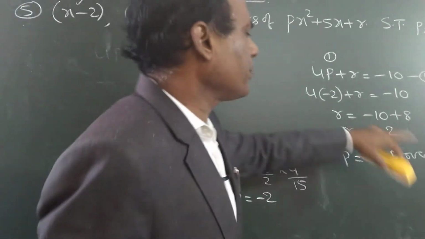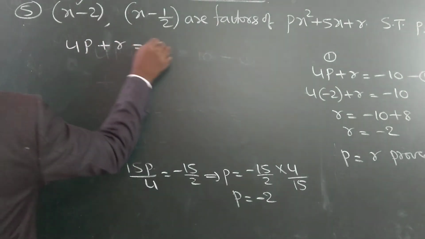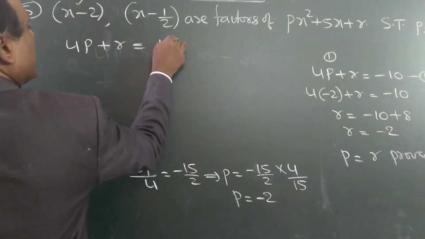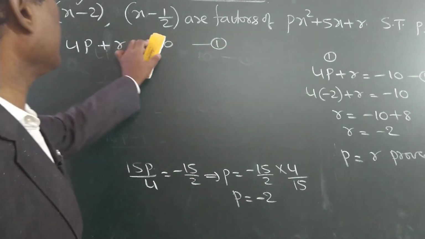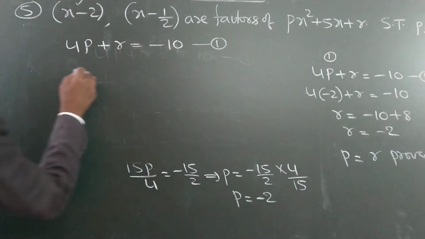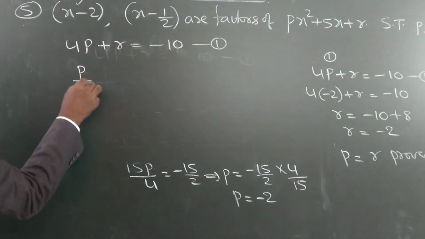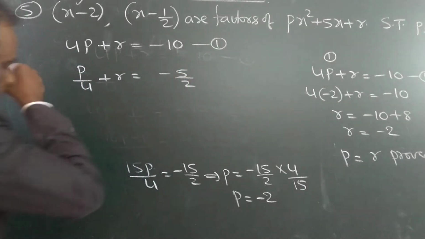So without finding P and R also I will explain. Our first equation is 4P plus R is equal to minus 10. That is our first equation. Second equation is how much? P by 4 plus R is equal to minus 5 by 2.